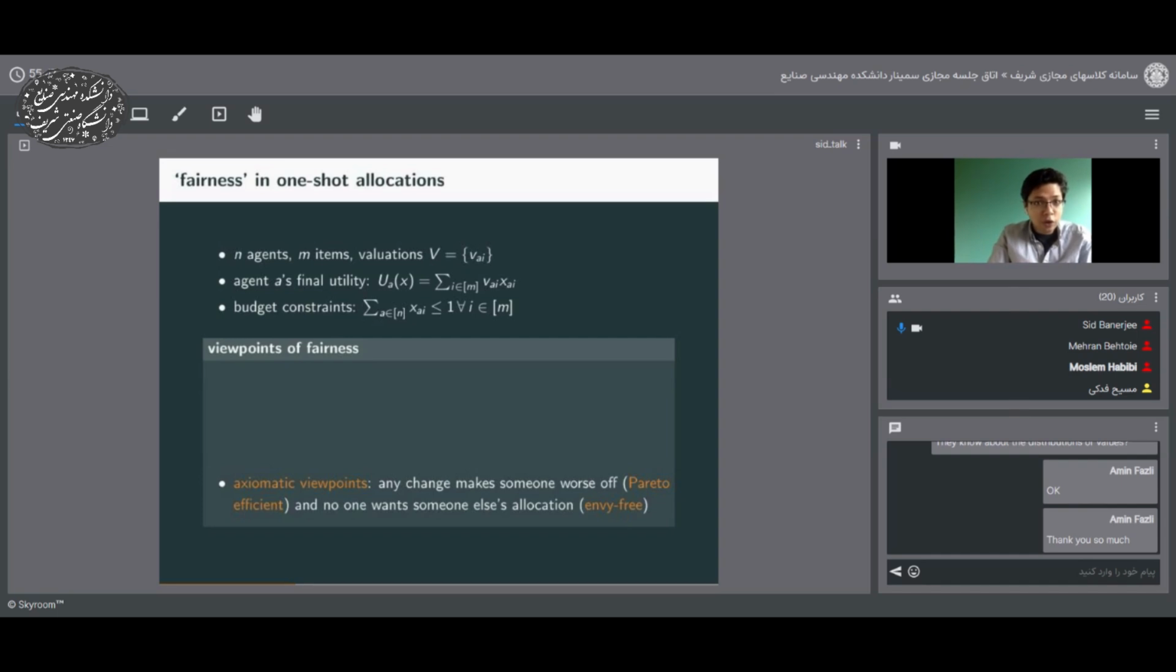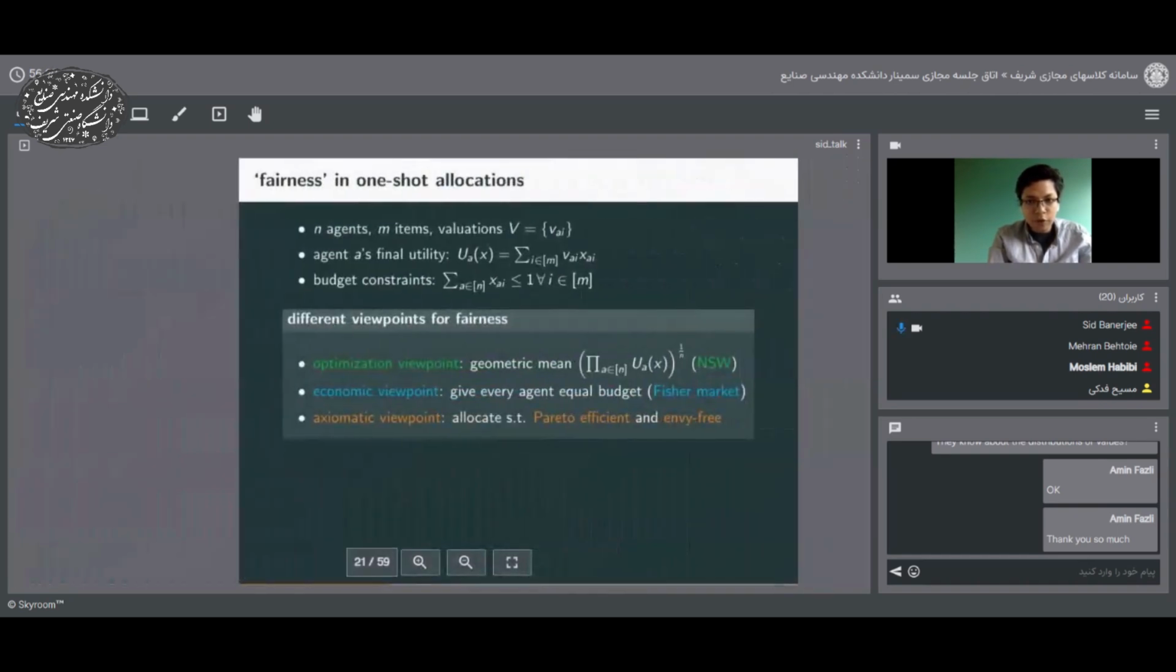And envy freeness also isn't good enough on its own. Not giving anything to anyone is envy free, because if none of us have anything, we don't envy anyone else. But amazingly, if you ask for both Pareto efficiency and envy freeness together, and you can think a bit about this, that's actually quite a powerful concept. When put together, it leads to allocations which seem fair, where you're not wasting anything, you're doing the best you can as a central planner, but nobody envies each other.